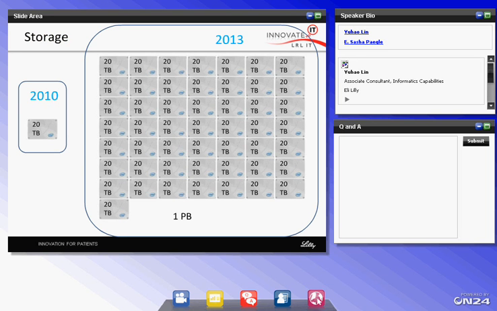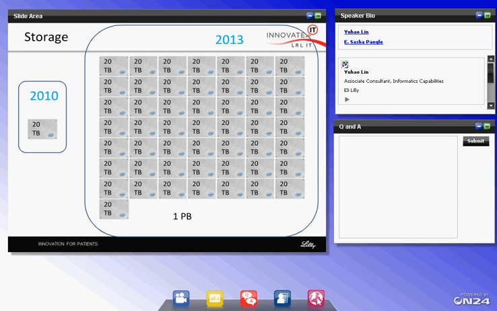First, I just want to give you a sense of the scale and expansion that we've had. On the left, you can see that back in 2010, when we were just starting out in NGS, we had a total of 20 terabytes of storage space for all of R&D. Fast forward 3 years, today we're at a petabyte, as the title of this presentation suggests. So we've had a 50-fold increase in just 3 years.